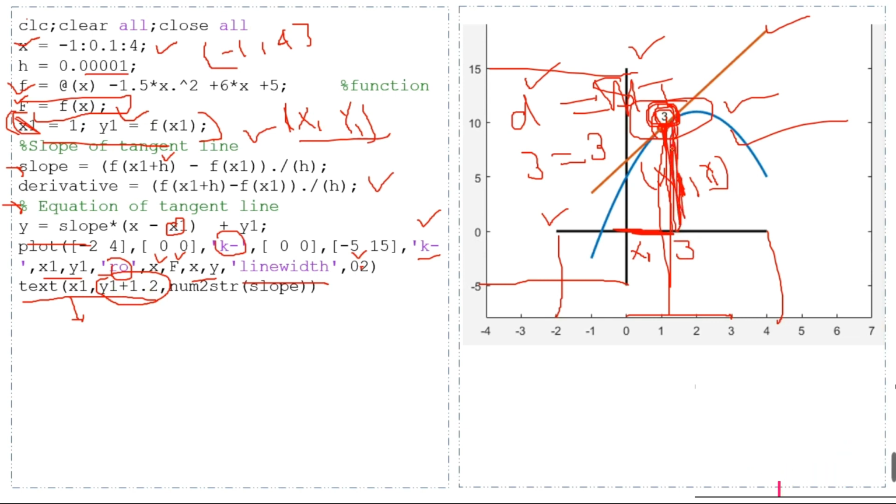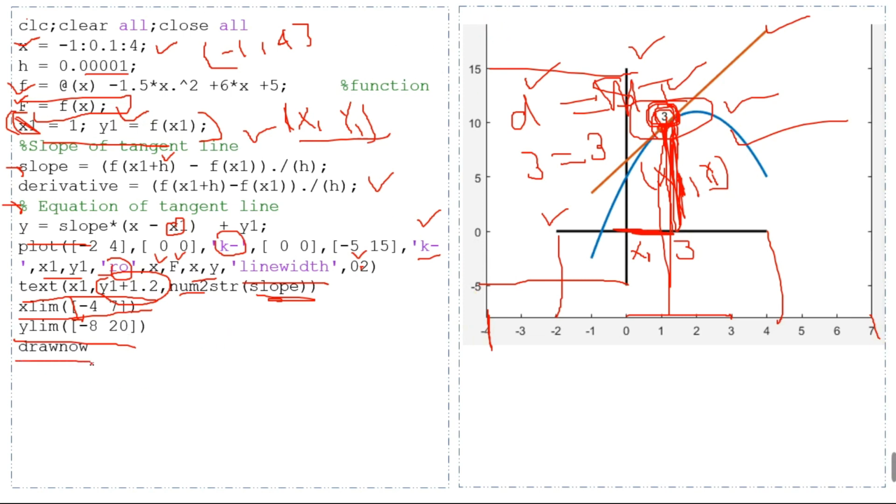Then we convert the number to a string for the slope value. This is our slope value. This is the limit for the x-axis, from -4 to 7, and for the y-axis from -8 to 20. We will see this in MATLAB.